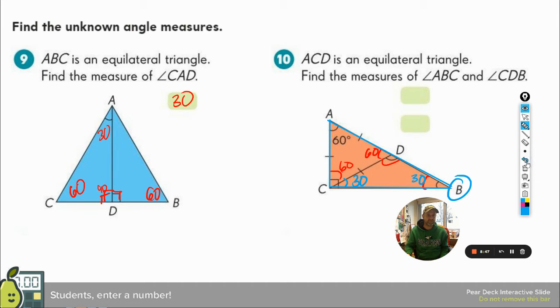What you also could have done, you have angles on a line right here, and you could have marked that as 120 right away. And then 60 plus this is 90, so you can have your 30 here. 120 and 30 is 150. 180 minus 150 is 30. Okay? Couple different ways to go about it.